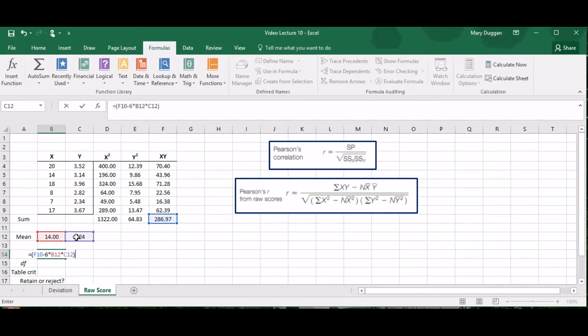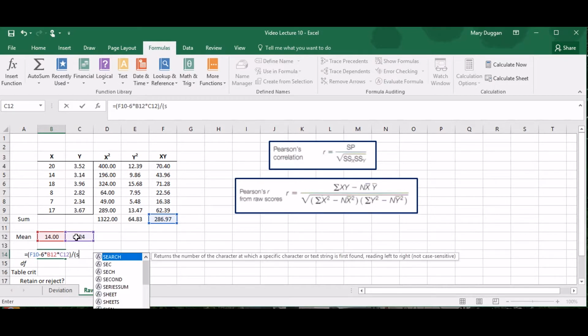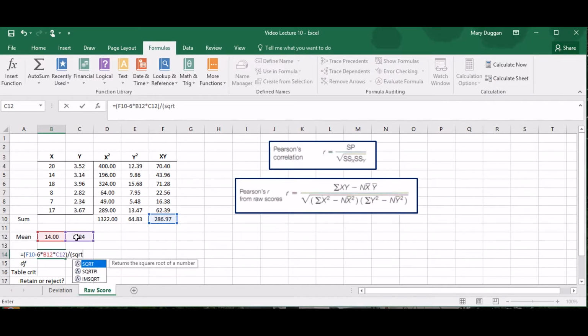I'm going to close the numerator so that we have everything contained in those parentheses. I'm going to use a division sign. And then I'm going to put the whole denominator in parentheses as well, square root. And now I have to put everything that comes after the square root in parentheses. And I'm going to use a new parentheses because we have 2 different terms that we're going to be multiplying within the square root. The first thing it asks for is the sum of the x squared minus our n of 6 times the mean of x squared.